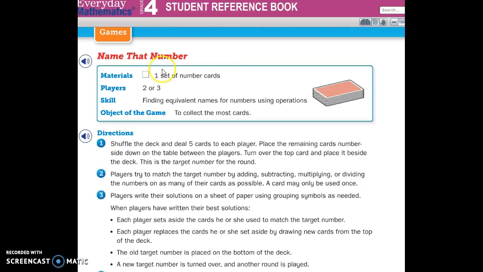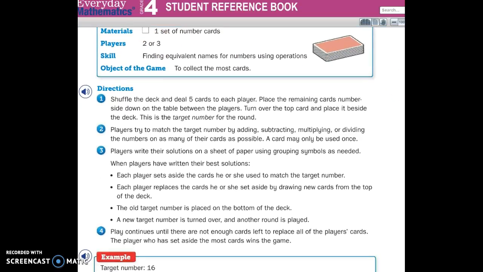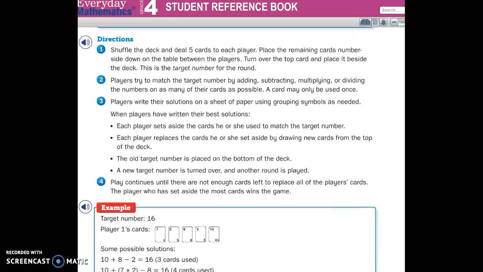Here's what you're going to need. One set of number cards and 2 or 3 people to play the game with. You're going to be working on using operations to find a number, a specific number.